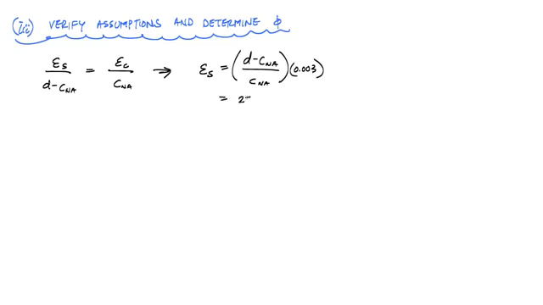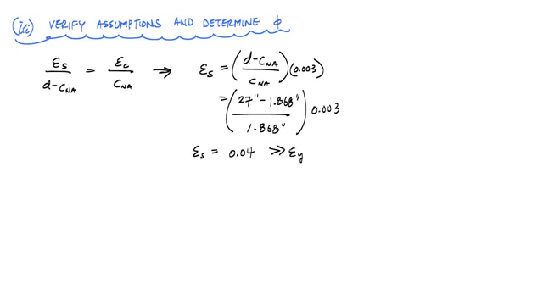If I substitute some numbers, I have 27 inches minus 1.868 inches, divided by 1.868 inches, times 0.003, and that tells me epsilon_s is equal to 0.04. Now this number is much greater than epsilon_y, and it is greater than 0.005, which according to the ACI code means this is a tension-controlled beam, and by that phi is equal to 0.9. This is in ACI chapter 9.